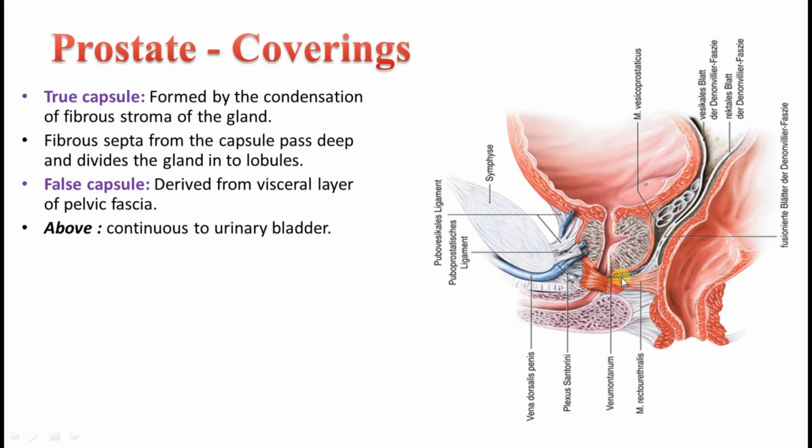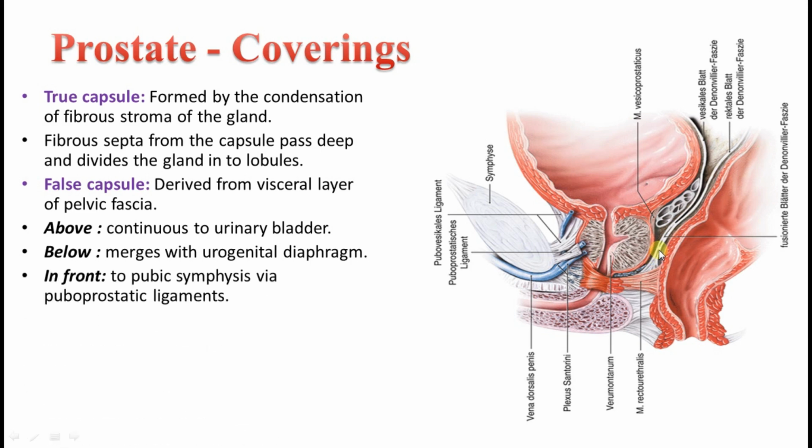Below, it will blend with the urogenital diaphragm, which you are able to see here, mainly formed by the sphincter urethrae muscle fibers. So they merge with the superior fascia of the urogenital diaphragm below. Posteriorly, it will merge with the fascia called the rectovesicular fascia of Denonvilliers.